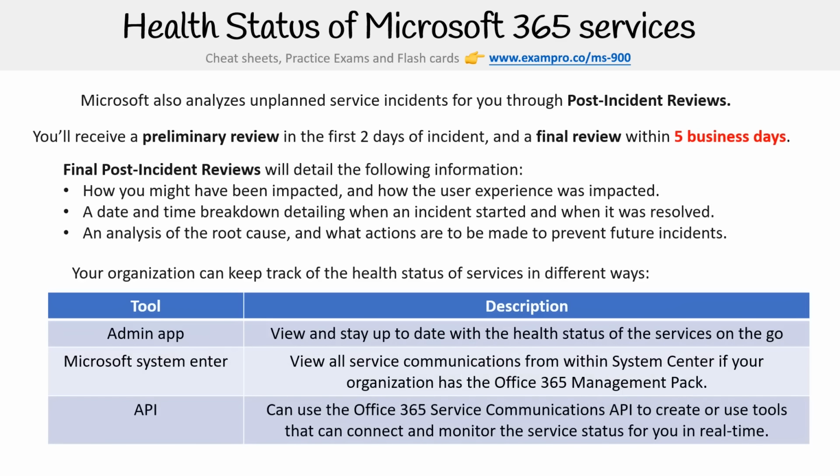So your organization can keep track of the health status of services in different ways. First, we have the Admin app. This lets you view and stay up to date with the health status of the services on the go. Then we have Microsoft System Center, which allows you to view all service communications from within System Center if your organization has the Office 365 Management Pack. And the API: you can use the Office 365 Service Communications API to create or use tools that can connect and monitor the service status for you in real time.